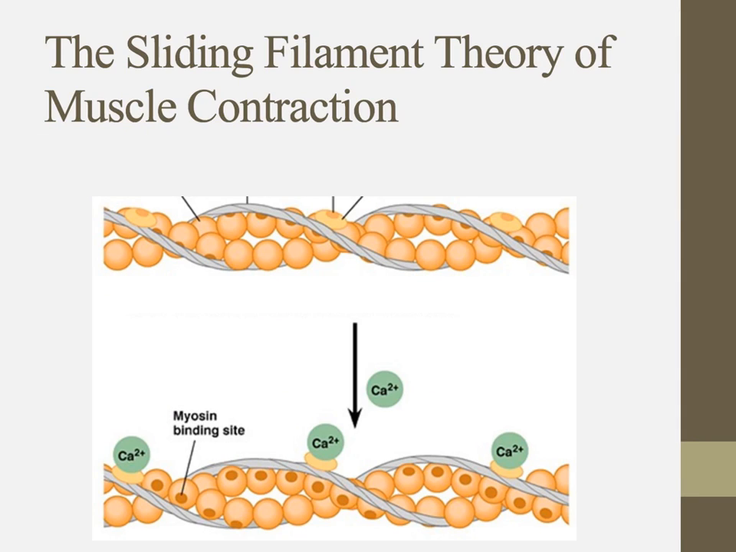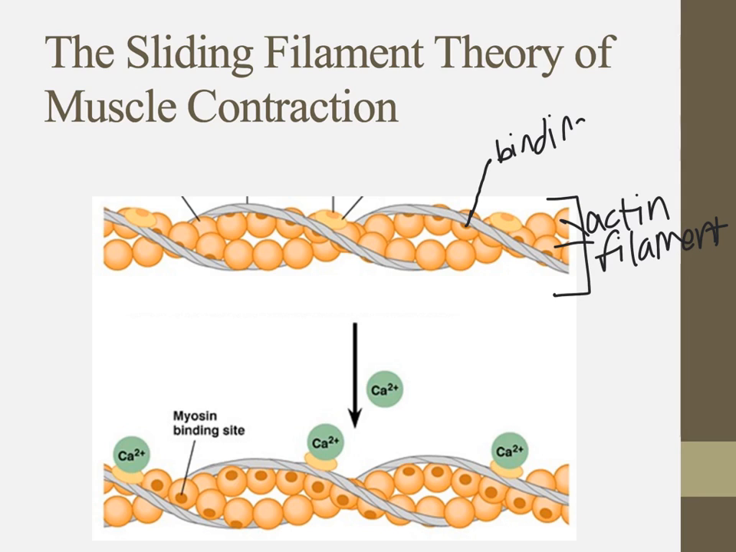Okay, so I want to talk about calcium, but before we can talk about calcium, we really need to zoom in on actin. So this entire thing is what we call an actin filament, okay? So actin filament is really this orangey stuff, and these little spots here, those little holes, those are the binding sites for myosin.